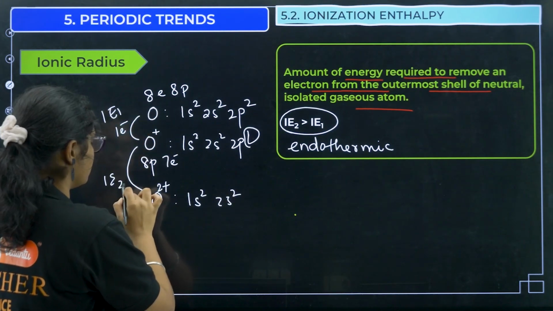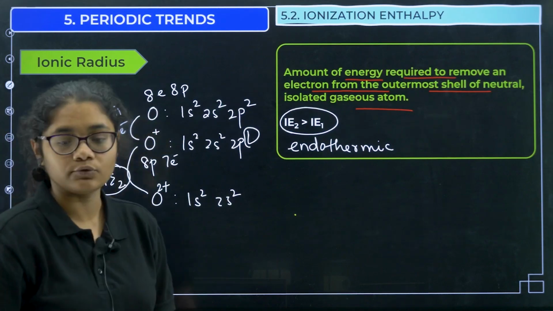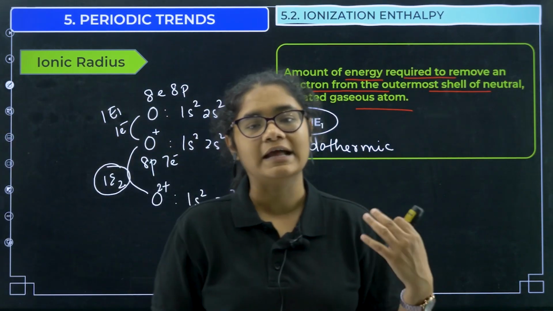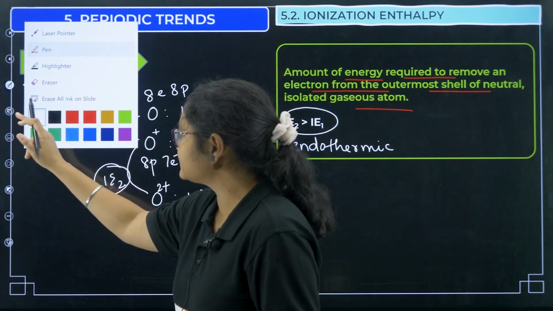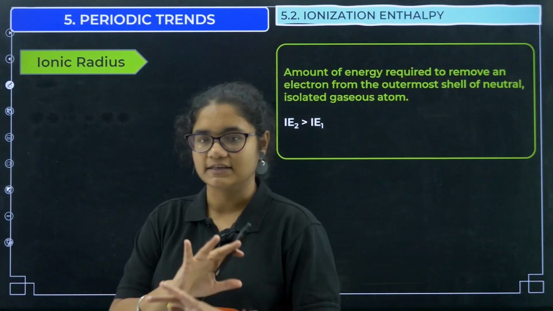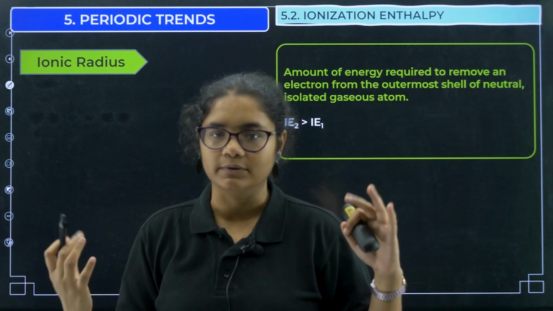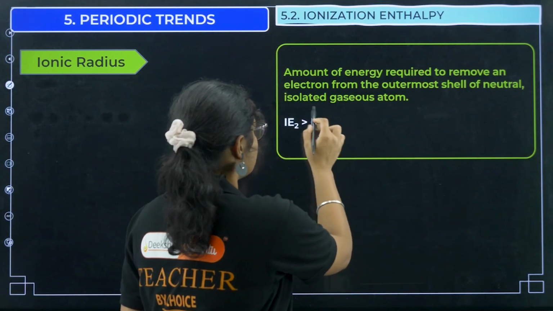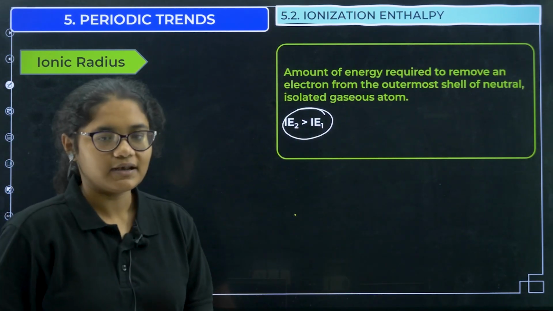So this is IE2. Definitely the value of IE2 will be much, much more than IE1. Now generally from oxygen or other electronegative atoms, we should not be able to remove that, but I'm just giving you an example. That is very important: IE2 is greater than IE1.